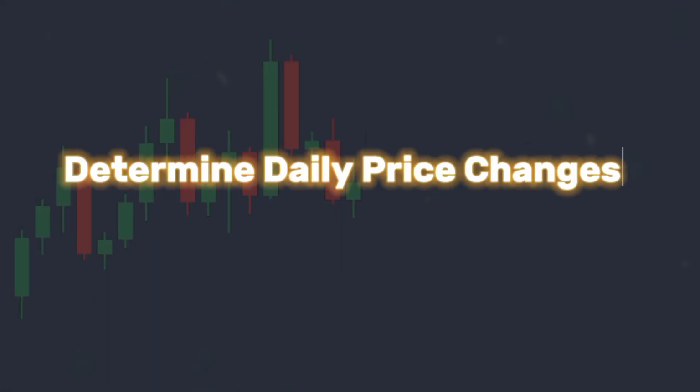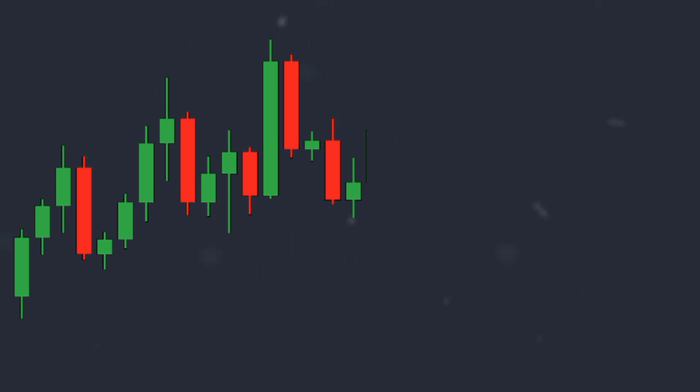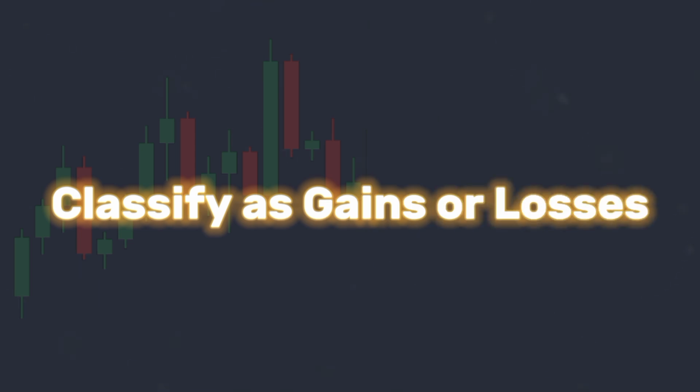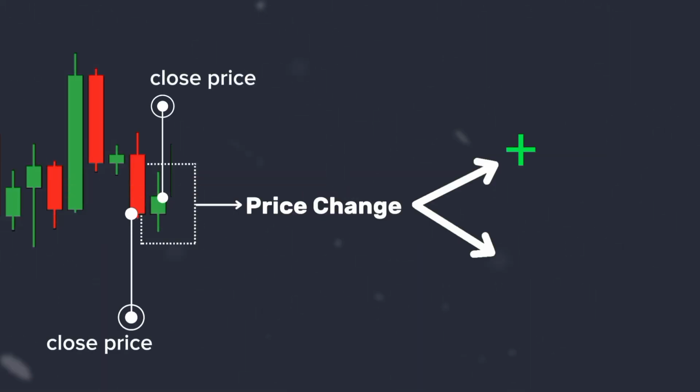Determine daily price changes. Calculate the difference between the close price of the current day and the close price of the previous day. This gives you the price change for the current day. Classify as gains or losses. If the daily price change is positive, record it as a gain in the gains column. If the daily price change is negative, record it as a loss in the losses column, using its absolute value.